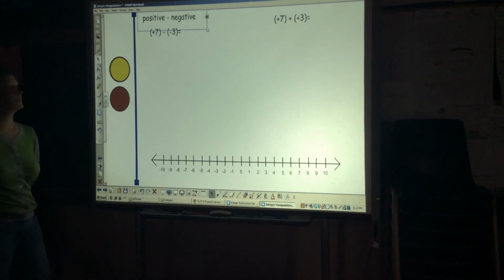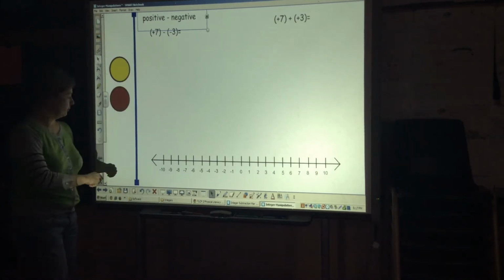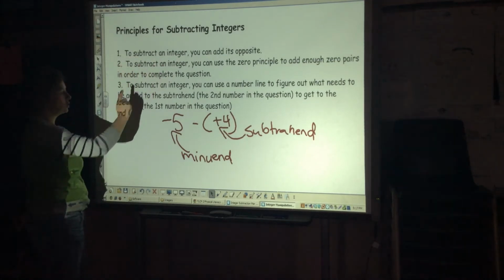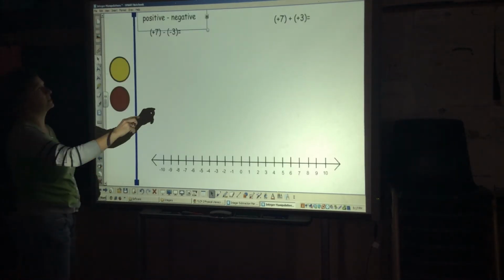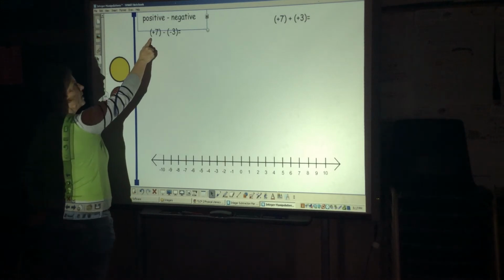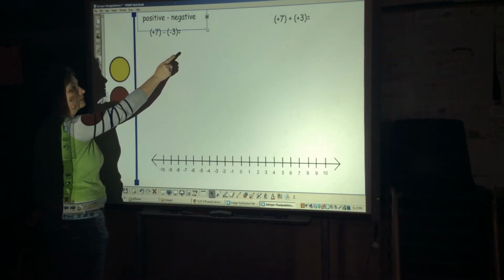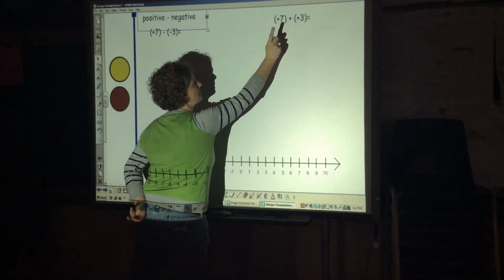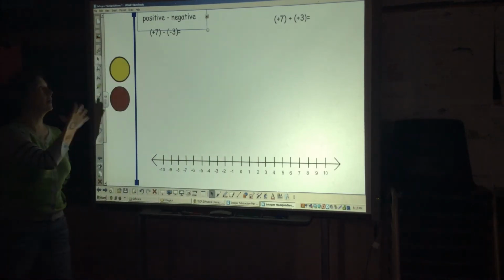So I'm just going to give you some examples. First of all, for the first principle here, to subtract an integer, you can add its opposite. So if I have positive 7 take away negative 3, I can change that to say positive 7 plus positive 3. And why does that work?